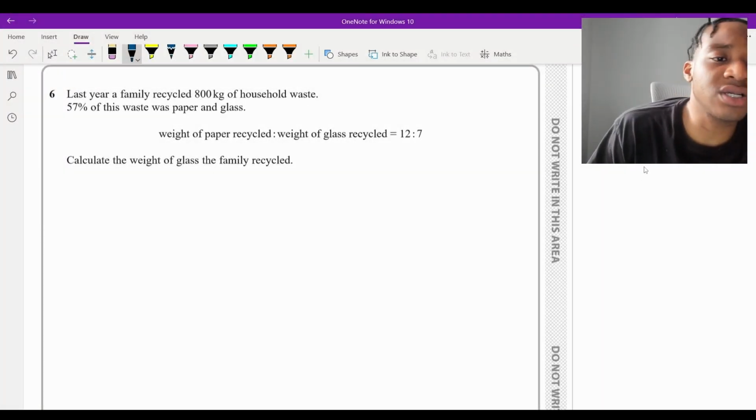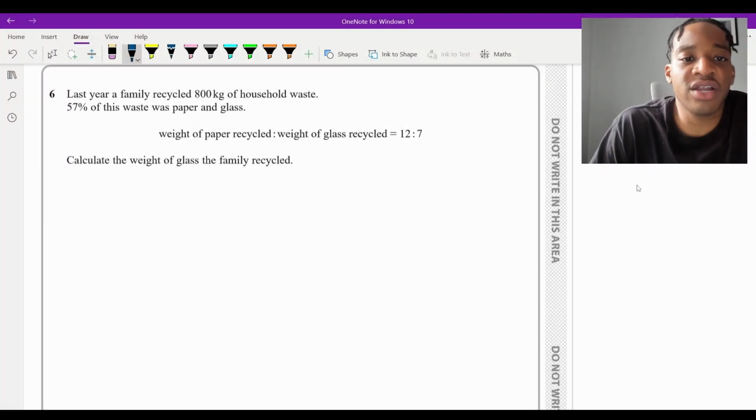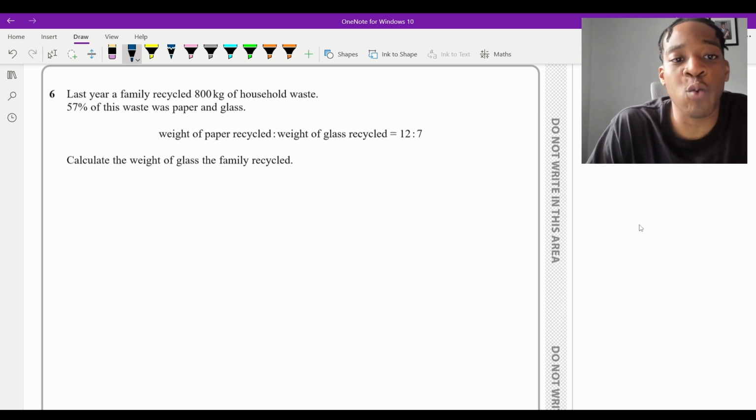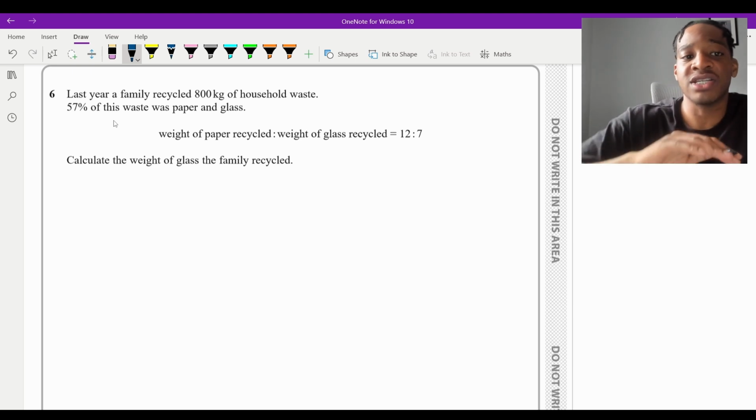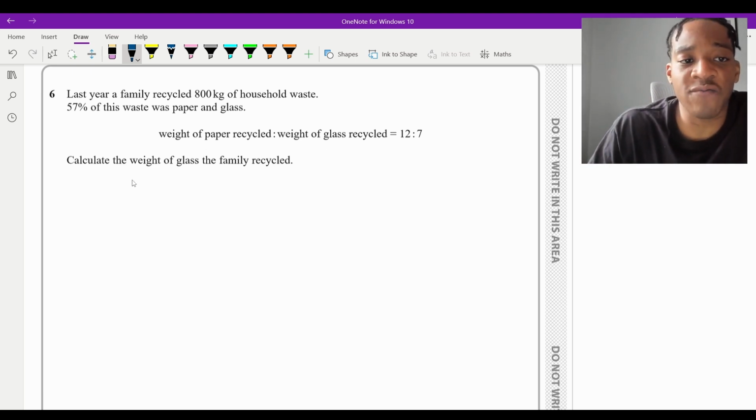Okay, so question 6 says, last year a family recycled 800 kilograms of household waste. 57% of this waste was paper and glass. It says the ratio of the weight of paper recycled to the weight of glass recycled is 12 to 7. And we need to calculate the weight of glass the family recycled. Okay, so this is not too bad. So firstly, we've got 800 kilograms of recycled household waste. And we know that 57% of this is paper and glass. So what we need to do first of all is figure out what 57% is of this 800 kilograms. And that is what we're going to use to split this ratio.